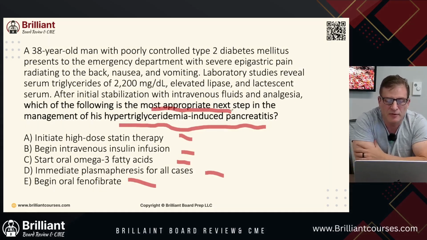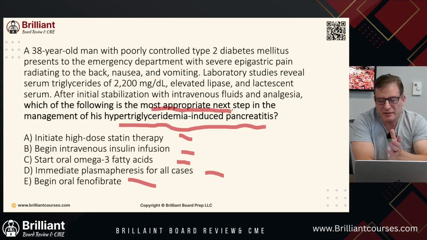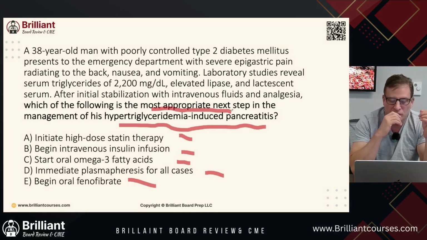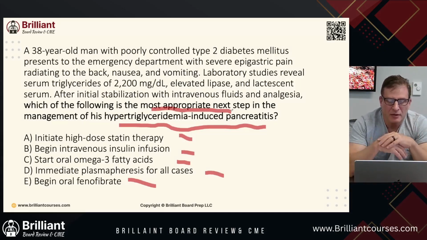Yeah, could be. So this is a 38-year-old male with poorly controlled diabetes mellitus type 2 who presented to the emergency department with severe epigastric pain radiating to his back, nausea and vomiting. Laboratory studies reveal serum triglyceride levels of greater than 1,000, 2,200, elevated lipase, and a lipemic serum. So basically, we looked at what we had over here in that tube. Look at that tube right here. After stabilization with IV fluids and analgesia, what is the next most important step in treatment?